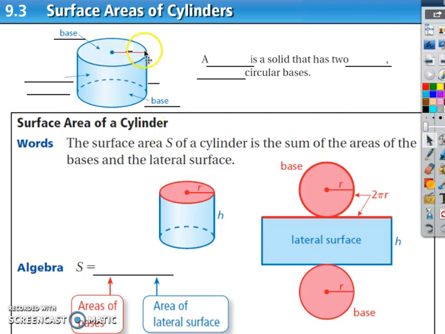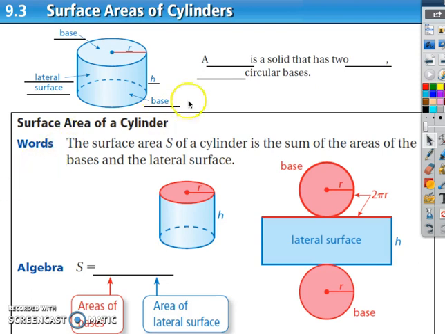From the center to the edge of the circle, as normal, is called our radius, which we'll just refer to as R. From the top to the bottom of the cylinder, we call H for height. And then this wall covering the outside of the cylinder, we're going to call the lateral surface. Lateral just means the side. So this is the surface on the side of the cylinder.